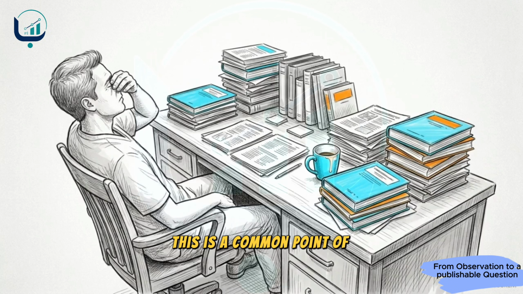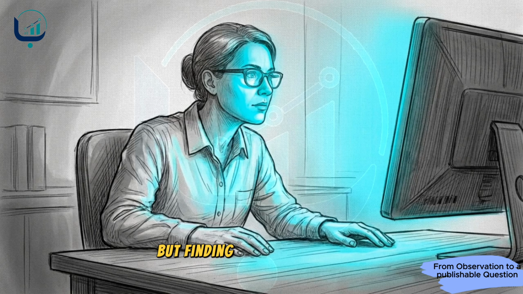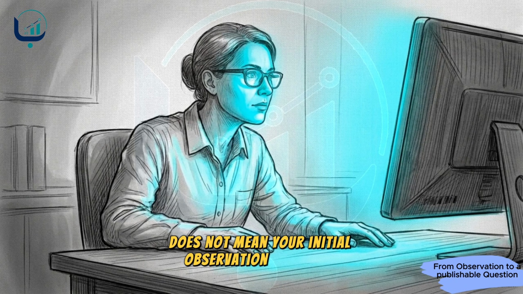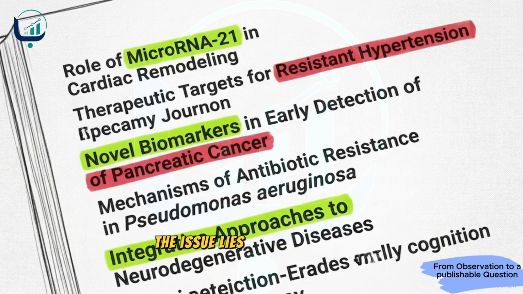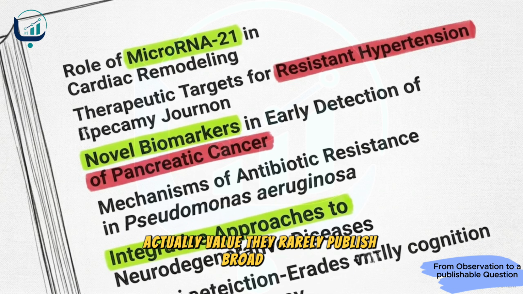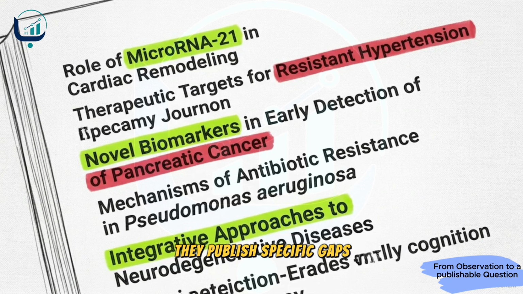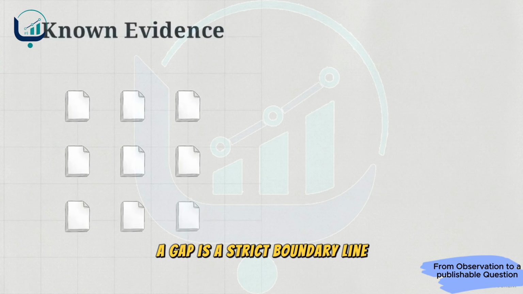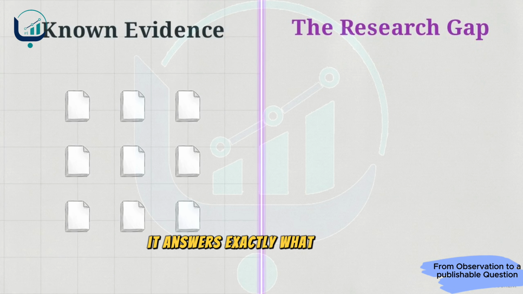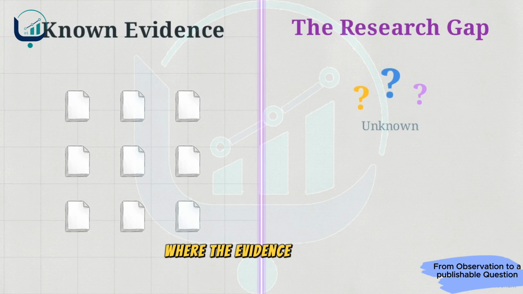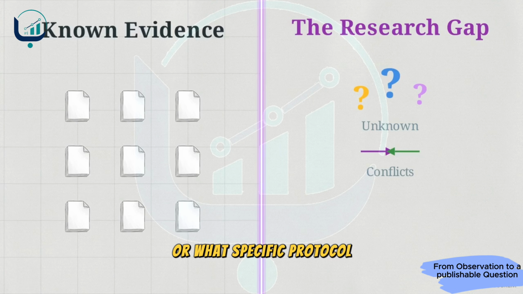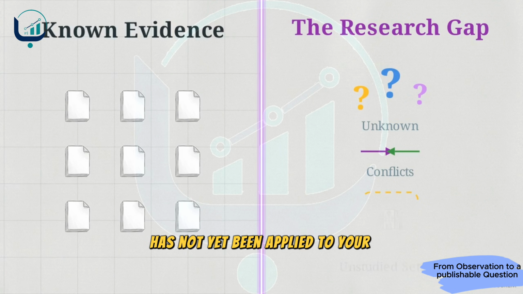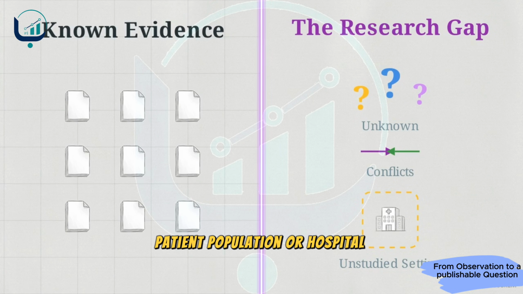This is a common point of frustration for early career researchers. Most broad clinical ideas have been explored in some form, but finding existing literature does not mean your initial observation is useless. The issue lies in understanding what academic journals actually value. They rarely publish broad ideas. They publish specific gaps. A gap is a strict boundary line. It answers exactly what remains unknown, where the evidence conflicts, or what specific protocol has not yet been applied to your precise patient population or hospital setting.